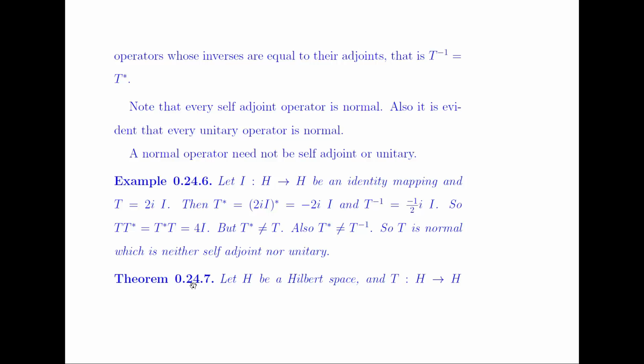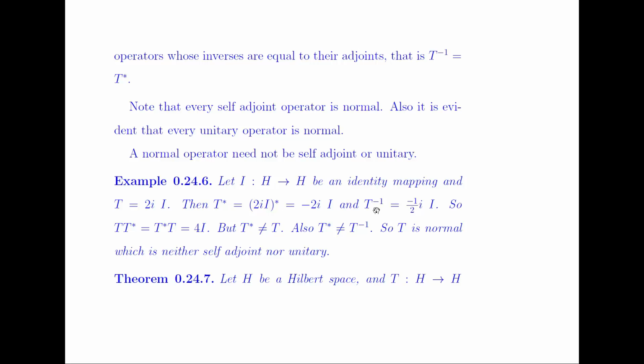For example, consider the identity operator from H to H and T defined as 2i times I. Then T star, the adjoint of the T operator, is equal to the adjoint of 2i times I, and this is alpha bar, and alpha bar is equal to the conjugate of 2i, which is minus 2i, times I, and the adjoint of I is equal to I. So here we found that T star is not equal to T.